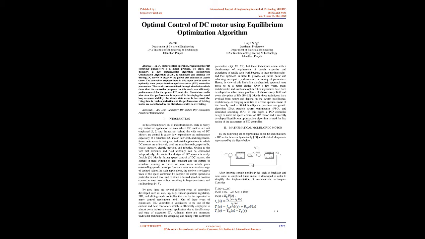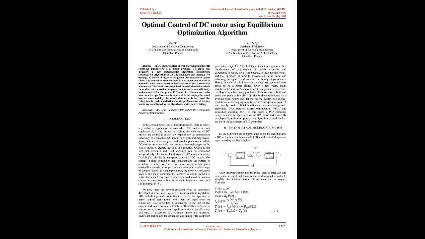Introduction. In this contemporary era of industrialization, there is barely any industrial application or area where DC motors are not employed. The reasons behind the wide use of DC motors are: control is easier, low expenditure on maintenance, especially of a brushless DC motor, low cost, and ruggedness. Some main manufacturing and industrial applications in which DC motors are effectively used are machine tools, paper mills, textile industry, electric traction, and robotics. Owing to the fact that armature and field windings can be controlled independently, the controller design of DC motors is really flexible.